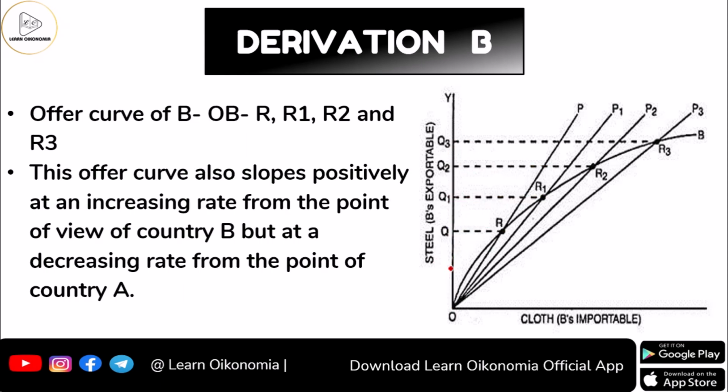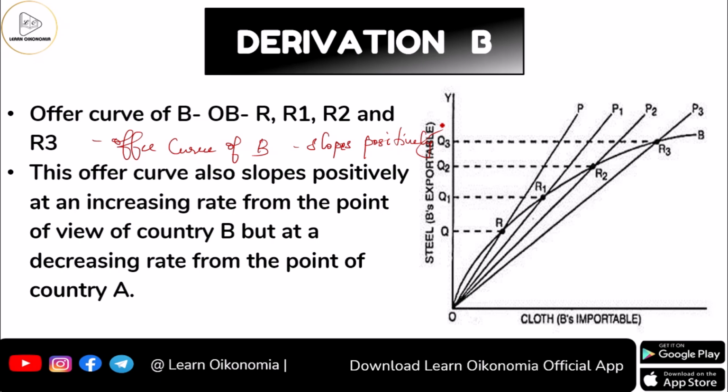Okay, so you can have different points like R, R1, R2, R3, etc. You can join these points, and when you join these points, you will be getting the offer curve of B. And again, this would be something that slopes positively with an increasing rate.